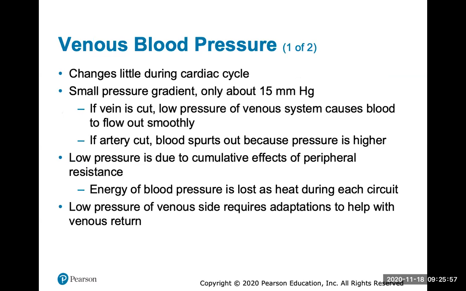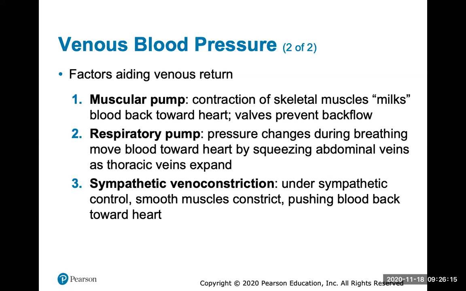Venous pressure changes little during the cardiac cycle. There's a small pressure gradient. Low pressure on the venous side requires adaptations for the return, but for the most part, your veins have low blood pressure in them. A factor that aids this return back to the heart is the muscular pump, which is the contraction of skeletal muscles, which will milk or squeeze the blood back toward the heart. Valves will help prevent backflow.